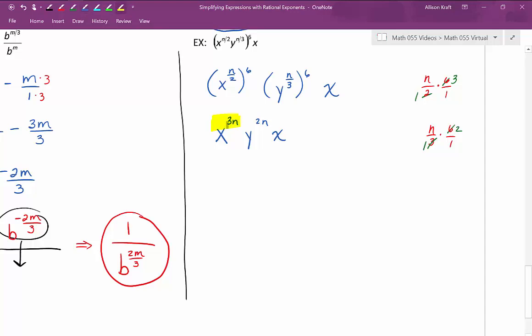Now, I got to do something with these x's here. We need to put them together. What would you do if it was just x to the 3rd times x to the 1st? We add our exponents. That overarching mathematical principle does not change here just because we have a variable in the exponent. We need to add those exponents together. 3n plus 1 is equal to 3n plus 1. So we get x to the 3n plus 1 times y to the 2n.